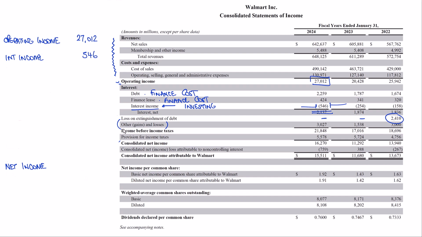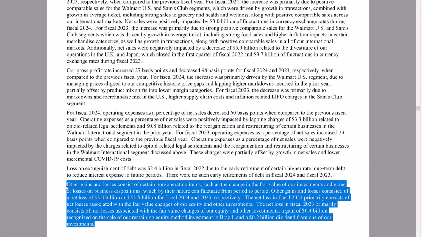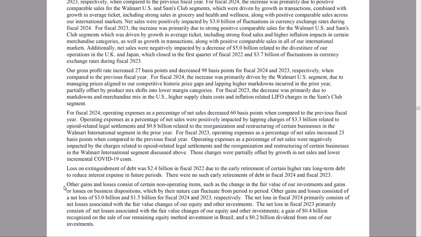Other gains and losses, I said, was suitably vague. Well, we do have detail on that in some of the notes. This final paragraph here, a couple of pages just before the income statement, tells us other gains and losses consist of certain non-operating items, which is why it's after operating profit, makes sense, such as the change in the fair value of our investments and gains or losses on business dispositions. The very definition of investing income or expenses.